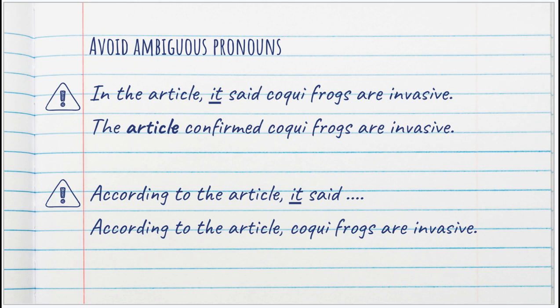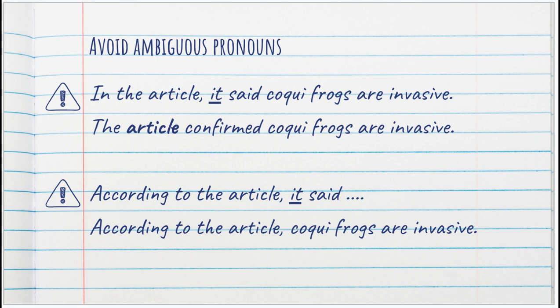Here are a couple of common issues that come up. "In the article, it said coqui frogs are invasive." A lot of students want to use this formulation, but the issue here is that if the "it" is in the article, then I guess it's not the article that said this. So it's unclear what the "it" is. It's also a little repetitive. So rather than saying "in the article it said," just go ahead and say the article confirmed. The article can't say anything because the article is not a person, but the article confirmed coqui frogs are invasive, or the article reported that coqui frogs are invasive, right?